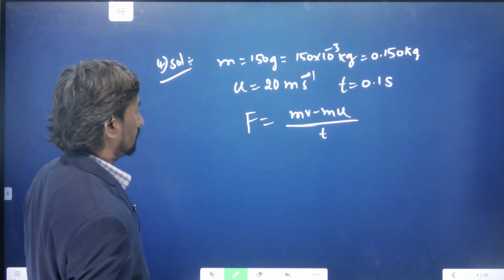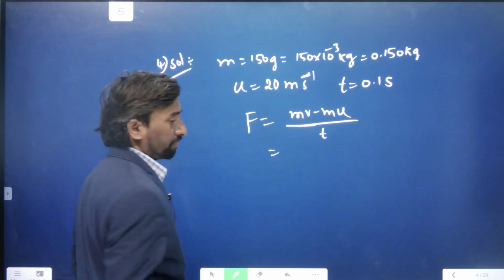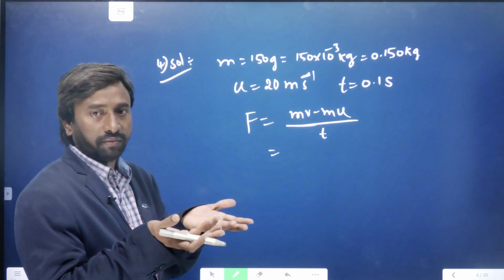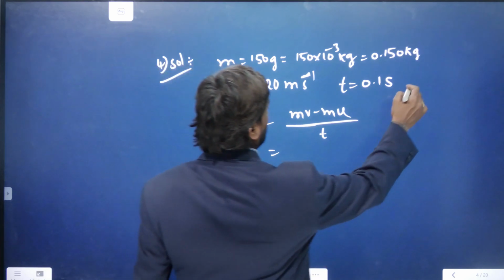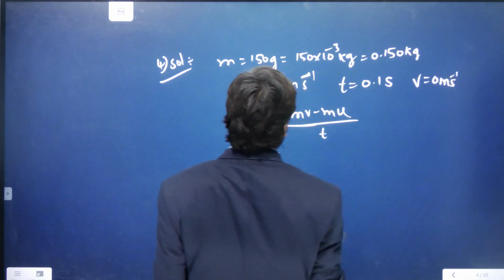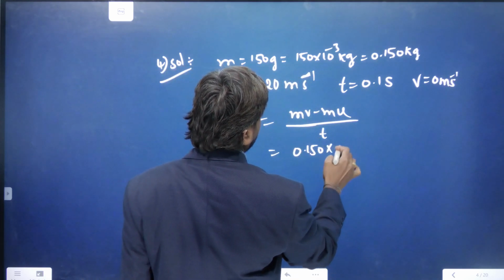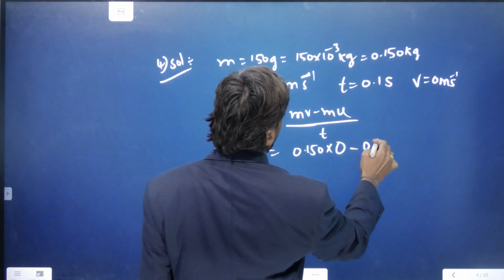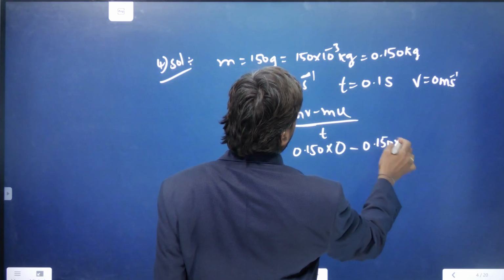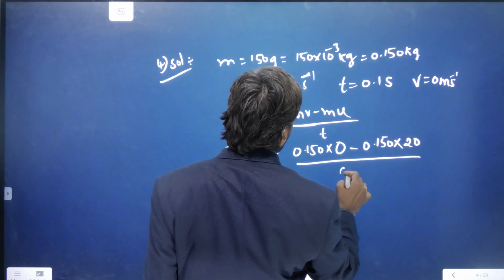So what happens here? Initial velocity is there. After catching the ball, the final velocity will become 0. So here the final velocity v we can write as 0 meter per second. Then 0.150 into 0, minus 0.150 into u, and u is nothing but 20, divided by the time, and the time we can write as 0.1.